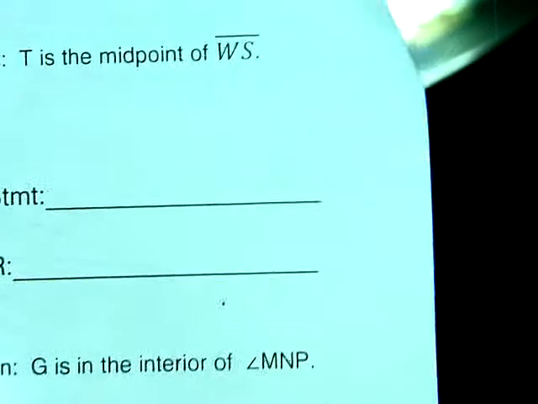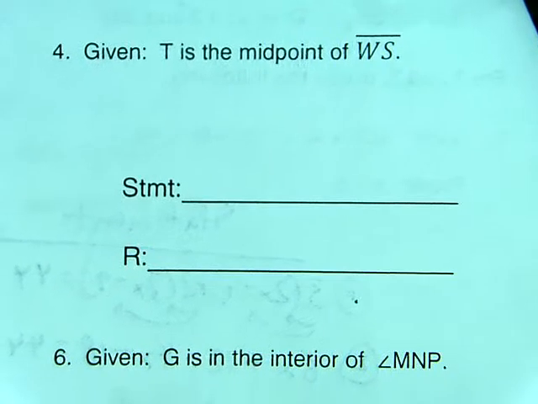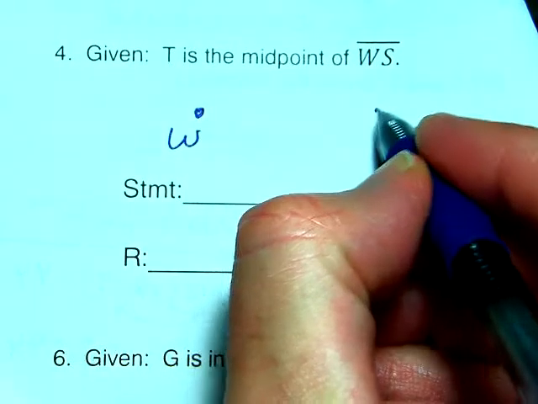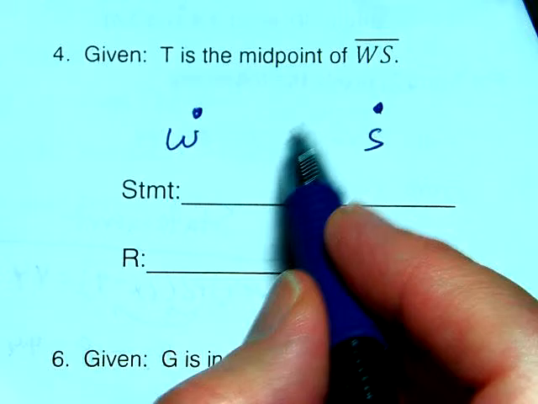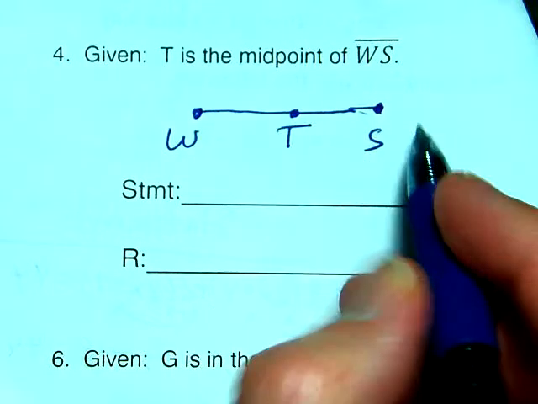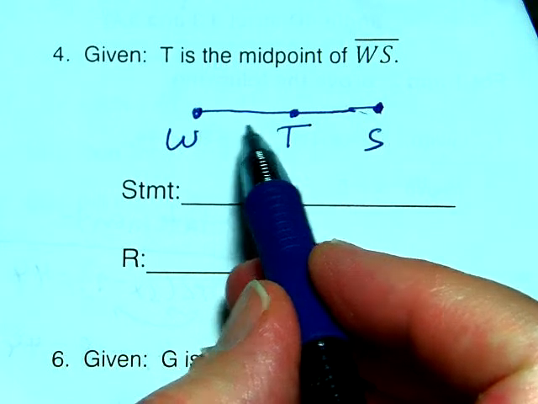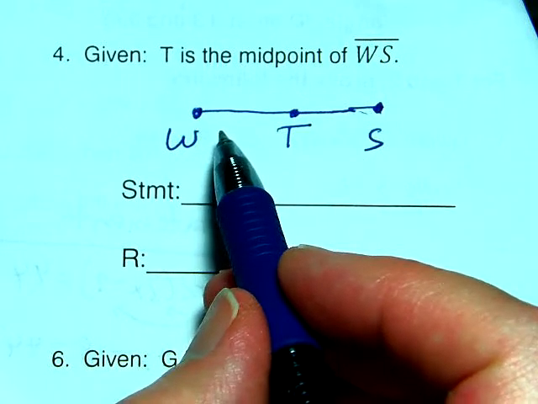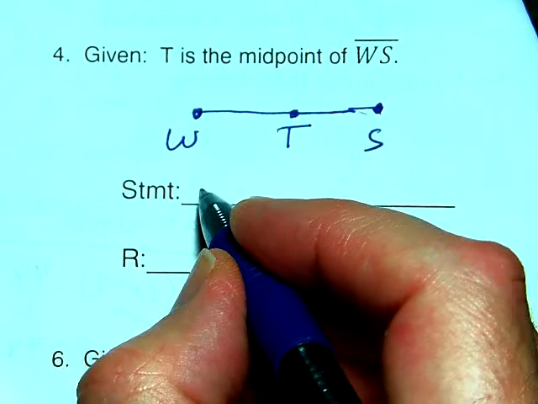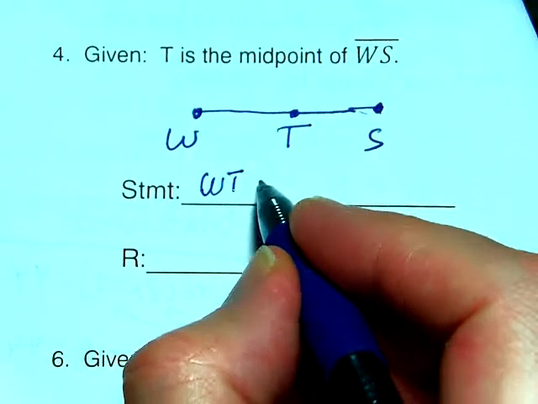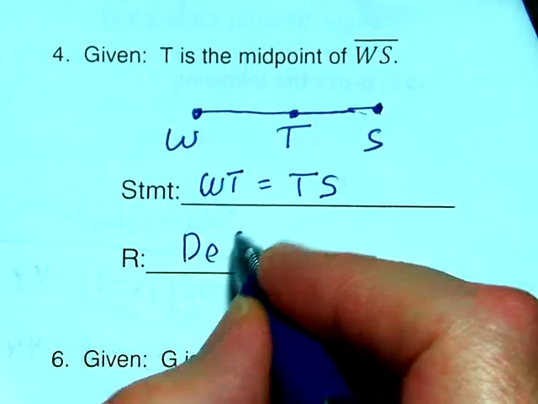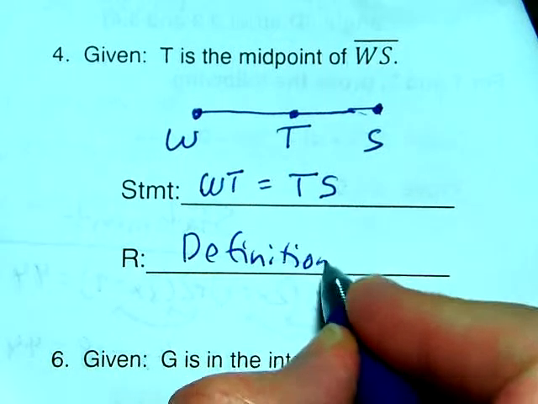Let's look at number 4. We are given that T is the midpoint of WS, line segment WS. So let's draw line segment WS, and T is its midpoint. Well, if T is the midpoint, then it divides WS into two congruent smaller line segments. So we've got the measure of WT equals the measure of TS. And that is by the definition of midpoint.